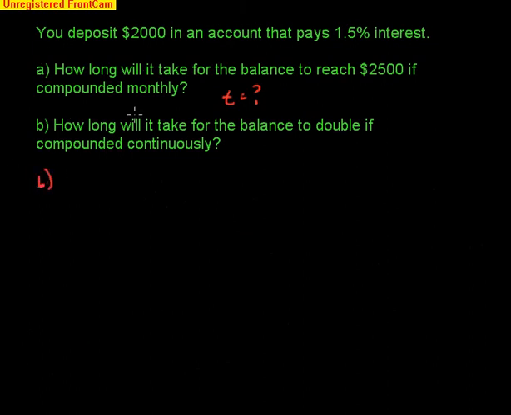Okay, so now we're going to move on to part B. Part B says how long will it take for the balance to double if compounded continuously. So again, we're still looking for t. They still have the same amount that we start with, 2,000, and it still pays 1.5% interest. Now we want to double, and it's compounded continuously. When you see continuously, you need to think of Pert. The balance, now they want to take the original amount and double it. Well, the original amount was 2,000. To double means 2 times 2,000. Well, that's 4,000.